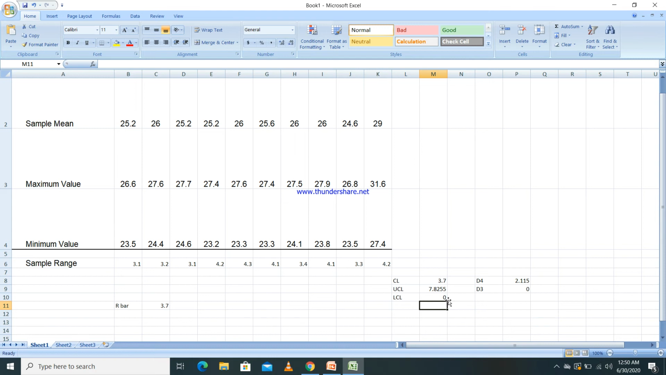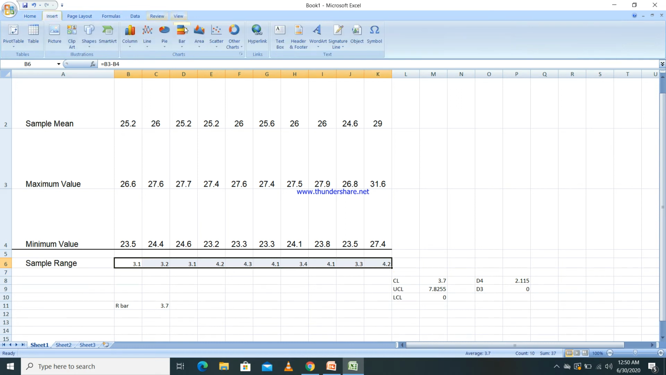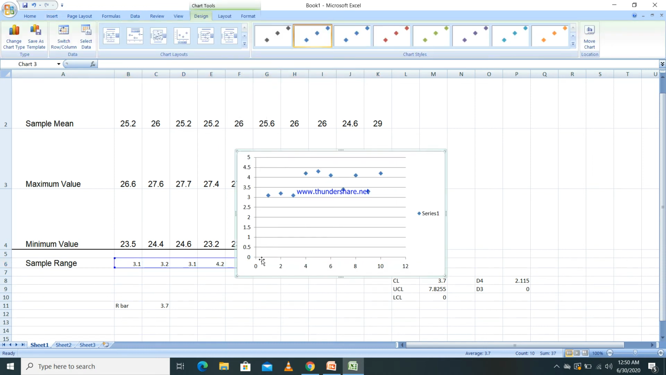R chart. So first you can take these range values, and I'm going to draw a chart using these range values, right? So in the first day the range value is 3.1, second day 3.2. Likewise, I have plotted the range values in a chart. So my x-axis is the days and my y-axis is the range, right?